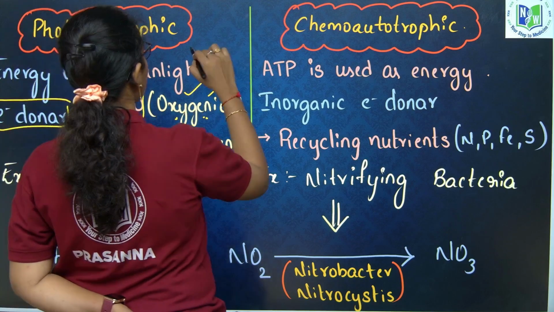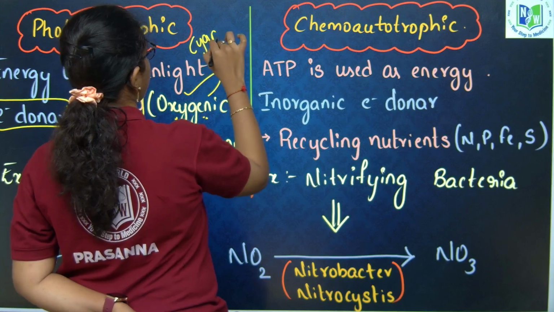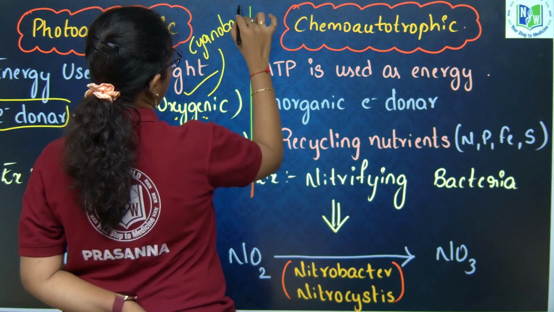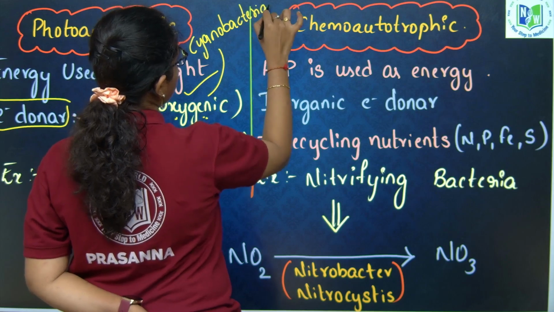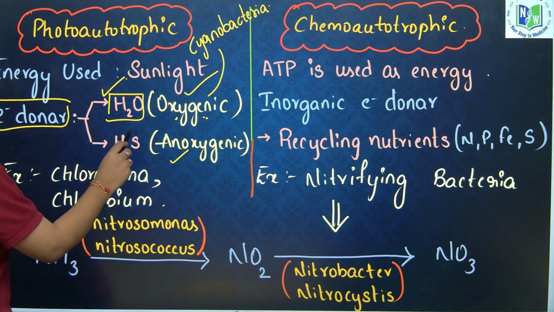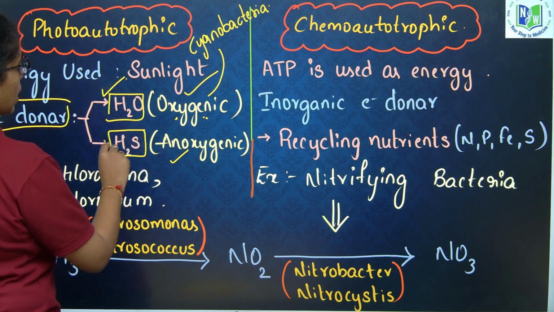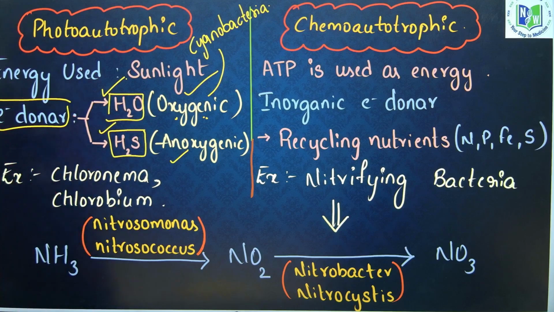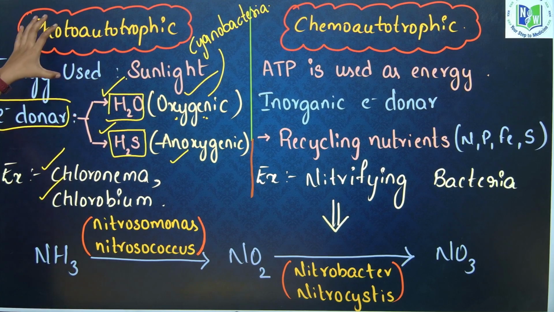Example of this is cyanobacteria or BGA, where it conducts oxygenic photosynthesis. H2S is the electron donor for those organisms which are conducting anoxygenic photosynthesis, for example, Chloronema and Chlorobium. Okay, this is about photoautotrophic nutrition.